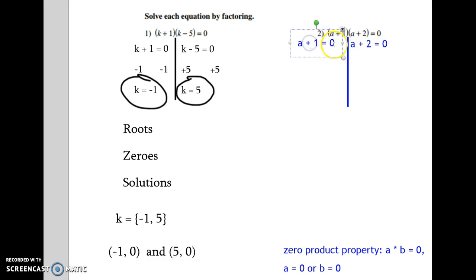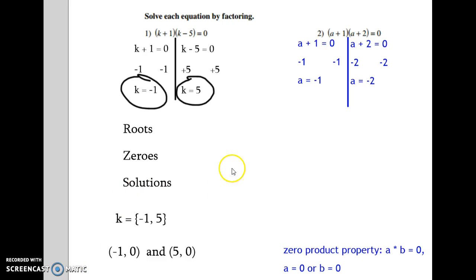Let's solve this one. We know that a plus 1 is equal to 0, so we'll subtract 1 from both sides here, and we'll get a is equal to -1. And likewise on the other side, if a plus 2 is equal to 0, we'll subtract 2 from both sides, and we'll get a is equal to -2. So again, we can write this in the same exact way that we wrote all the other solutions. Pause the video for 1 second and see if you can write it in the same exact way.